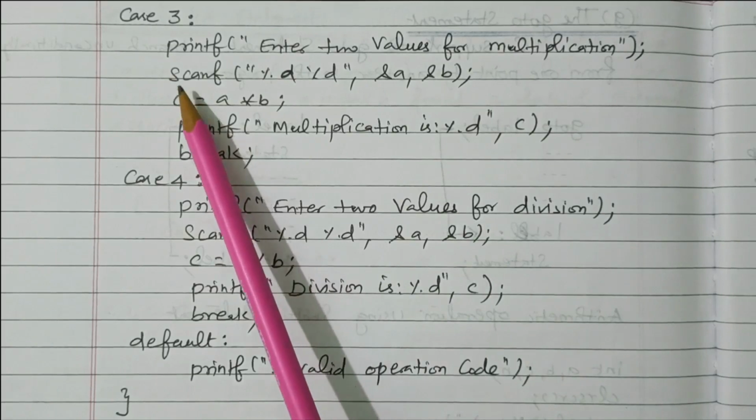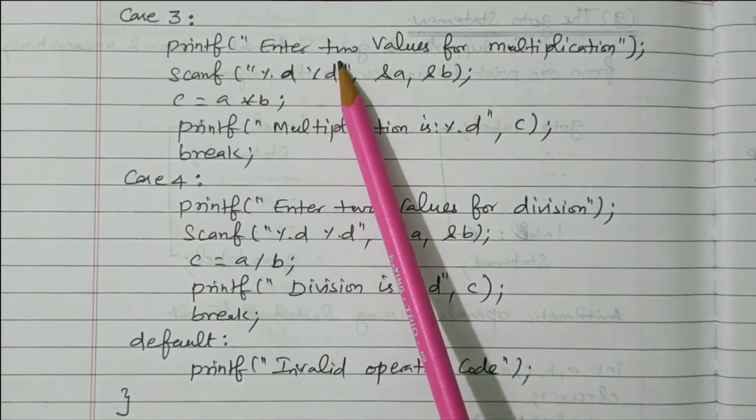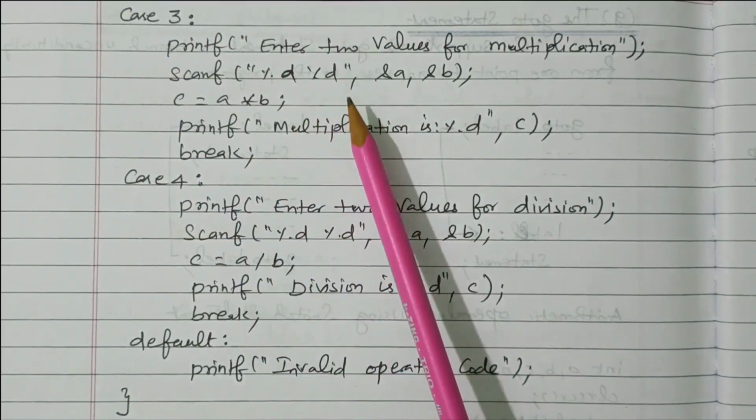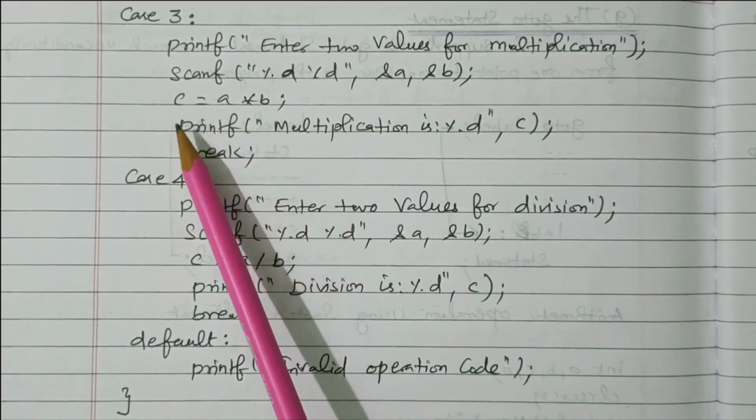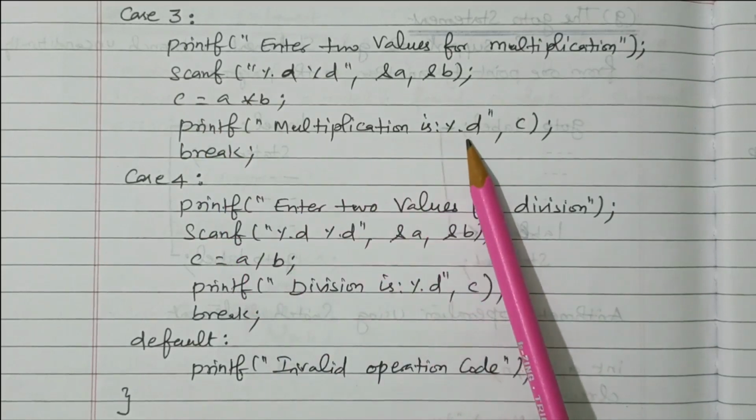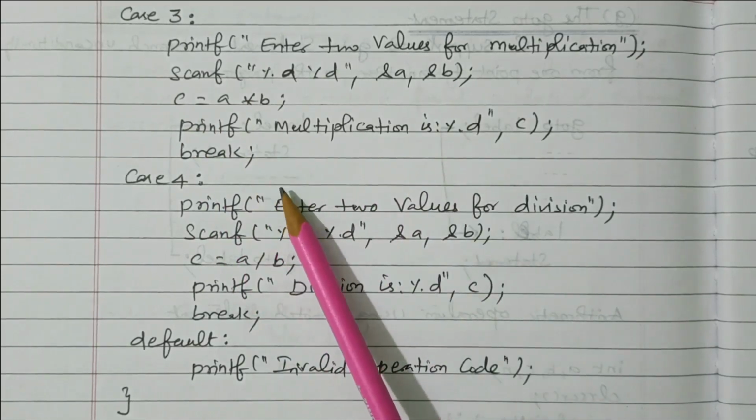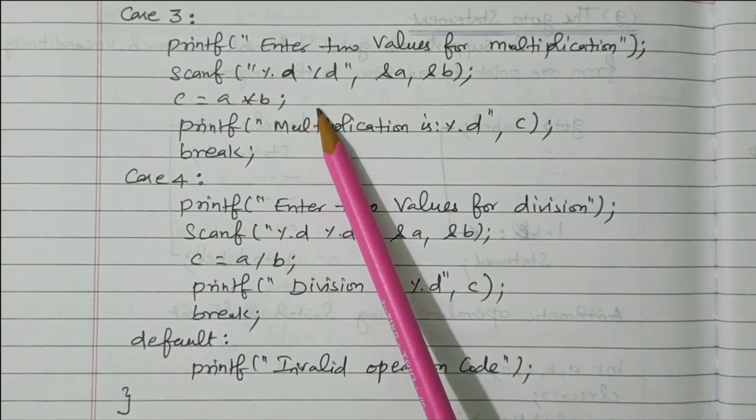So suppose the user enters the value 3. We ask the user to enter two values for multiplication. Two values are scanned and multiplied, stored in C. That value is printed using the printf statement. Thereafter, break the process. No need to continue, only one process will be done.